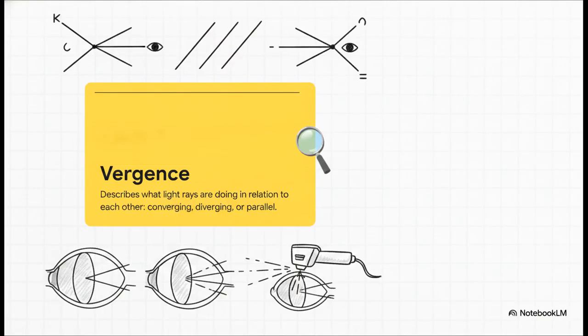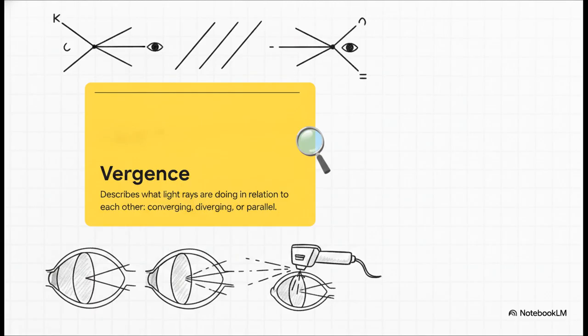To really grasp refractive surgery, you've absolutely got to understand vergence. So what is it? Vergence simply describes what light rays are doing in relation to each other. Are they spreading out? That's diverging. Are they coming together? Converging. Or maybe they're running perfectly parallel, which means the vergence is zero.